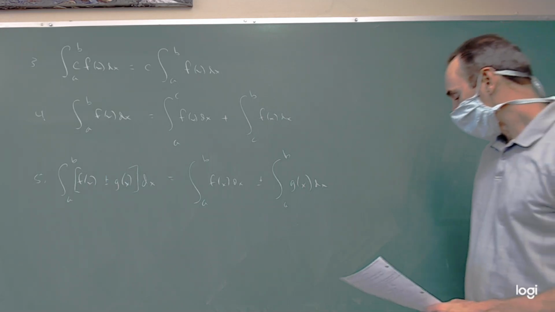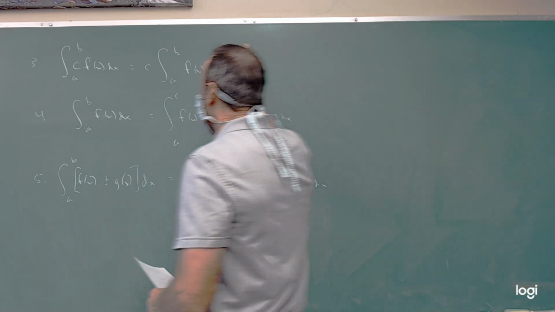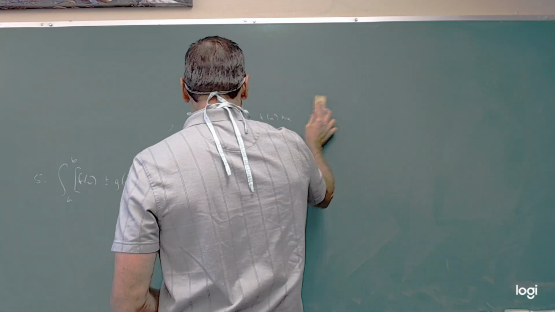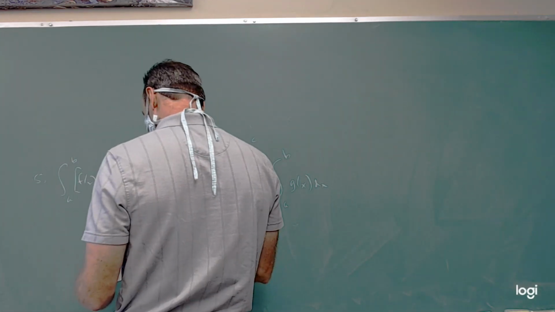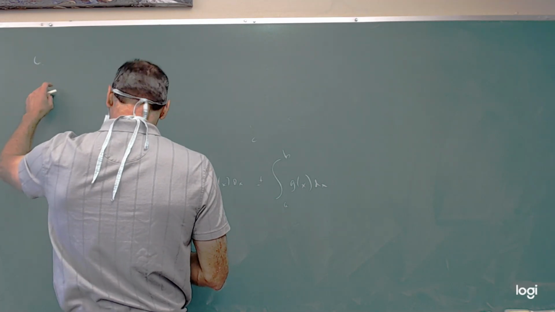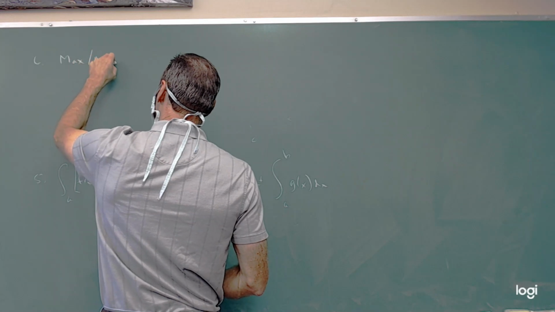Now, our book makes more of an issue of this, which takes a little bit of thinking, but I think seems reasonable. So this is number 6, which is our max and min inequality.